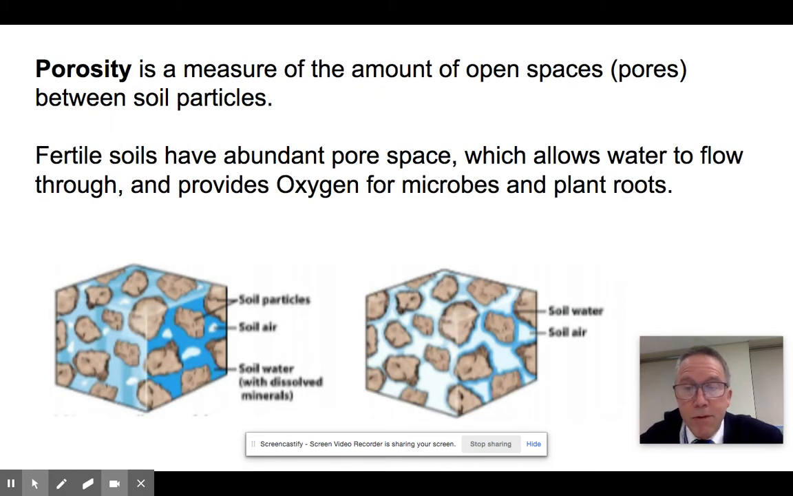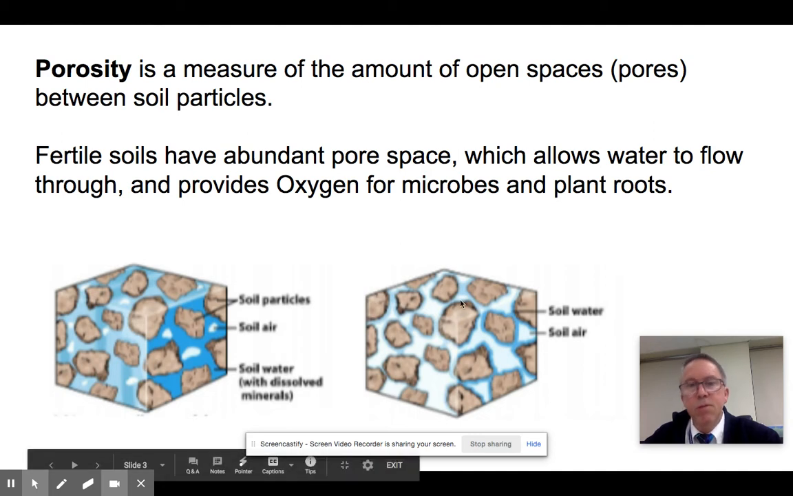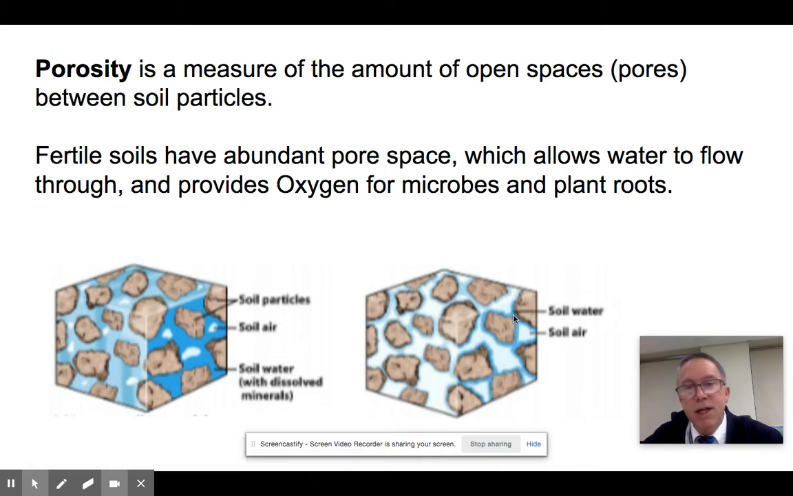So again, let's just go this one more time. Porosity. Remember, porosity refers to the spaces between the soil particles that can be filled with either air or water. And so we find that fertile soils have quite a bit of pore space, because if they don't, it's difficult to grow things, because you need these pores in order to have both water and oxygen. So plant roots need to breathe. Their cells have to respire. So they need access to oxygen. They also need access to water.